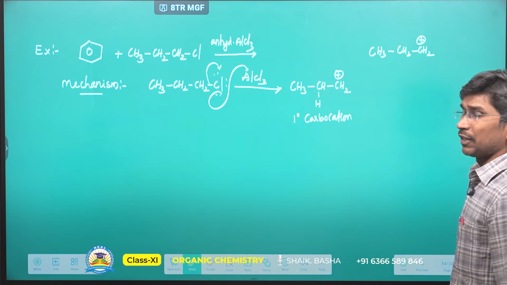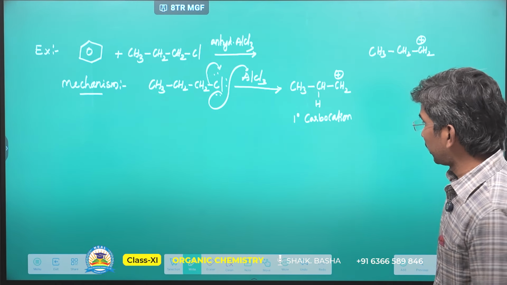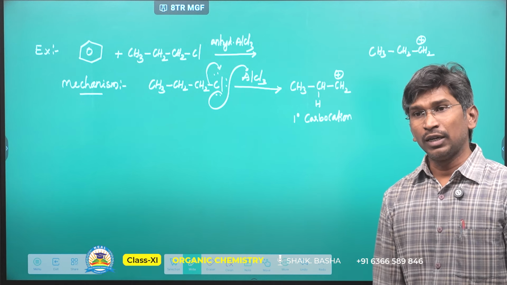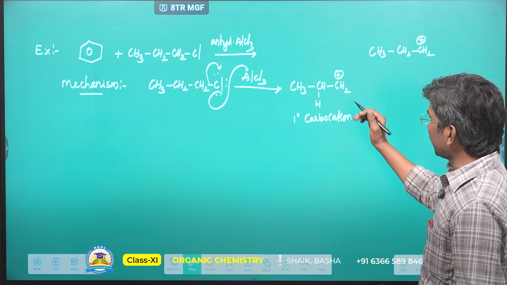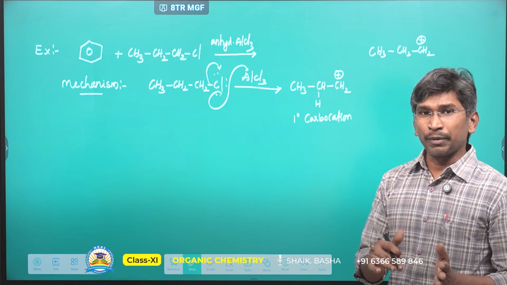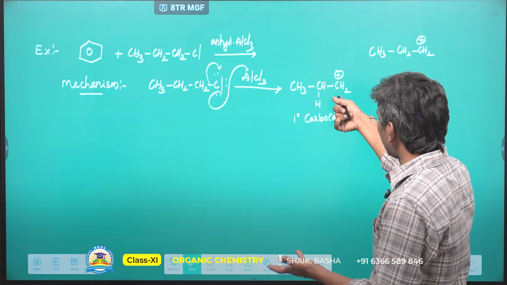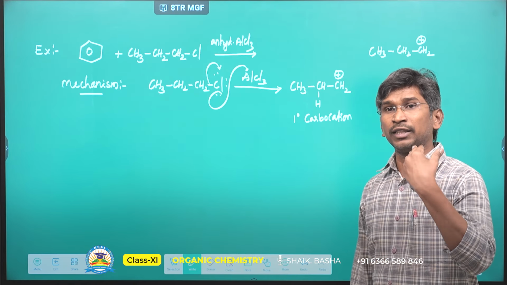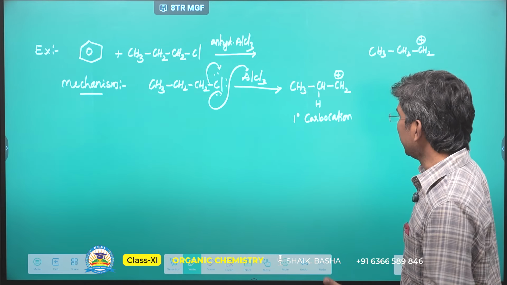In electron displacement effects, I discussed the stability of the carbocation. Which carbocation is more stable? Tertiary. But here primary is formed. After formation of the primary carbocation, we can check whether there is any possibility to get a more stable carbocation than the formed carbocation by rearrangement.